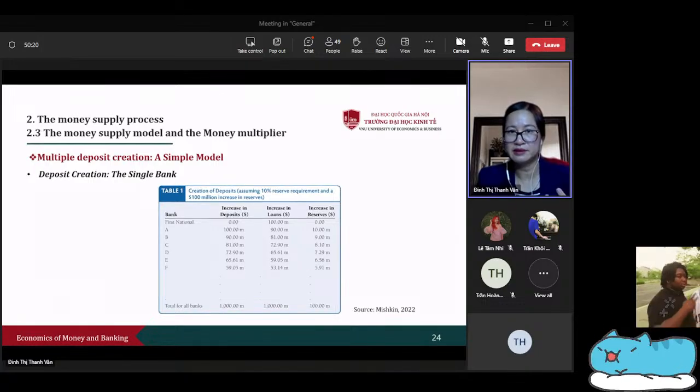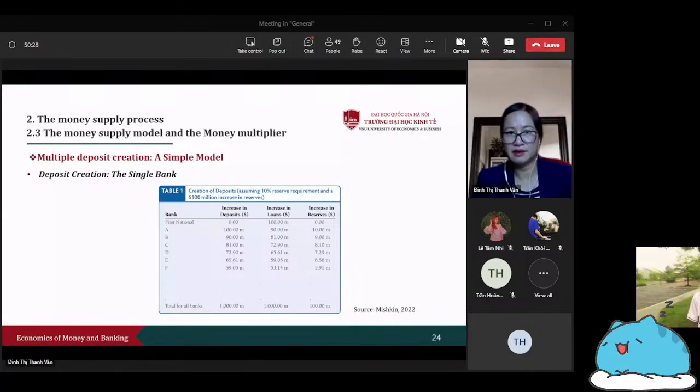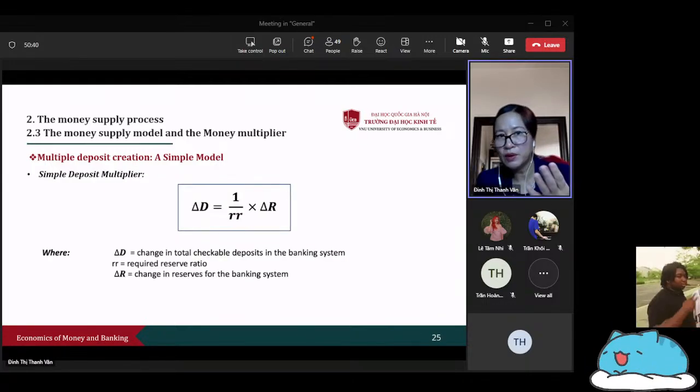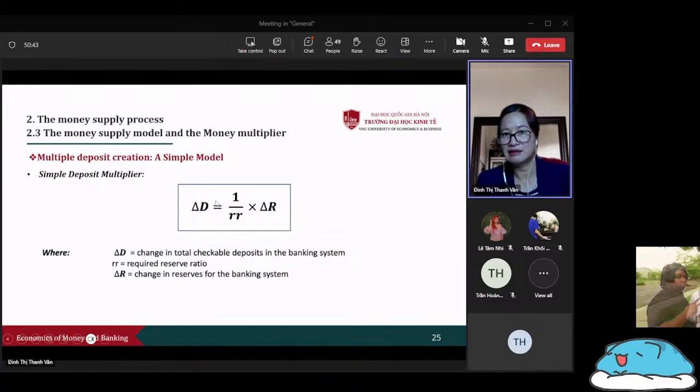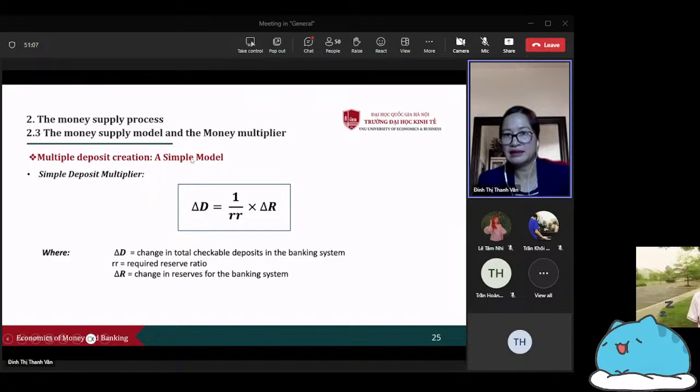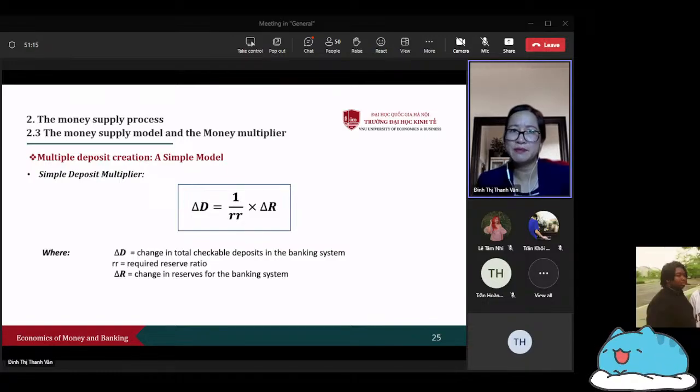from $100 million at the beginning, through the money supply process, it can create 1,000 million of money supplied in the economy. But if you look at the simple model, you can see that the increase in deposits is equal to 1 divided by the required reserve ratio, multiplied by the increase in reserves. So in this formula, there is only one actor that plays an important role, which is the central bank. When the central bank increases or decreases the required reserve ratio, it will impact the money supply process.